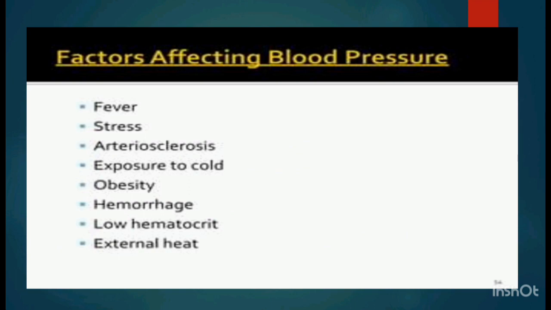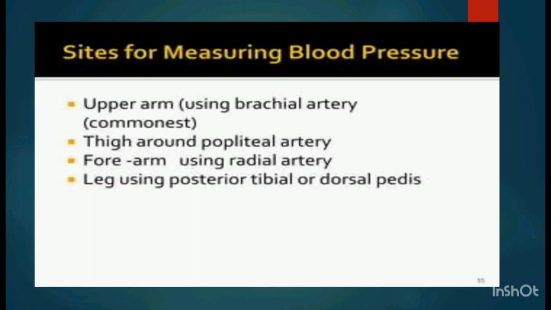Now, the factors which can affect the blood pressure are fever, stress, arteriosclerosis, exposure to cold, obesity, hemorrhage, low hematocrit, and external heat. Now, where can we measure a blood pressure? In the upper arm, using the brachial artery, which is commonest, and the thigh around the popliteal artery, the forearm using the radial artery, and the leg using the posterior tibial or dorsalis pedis.